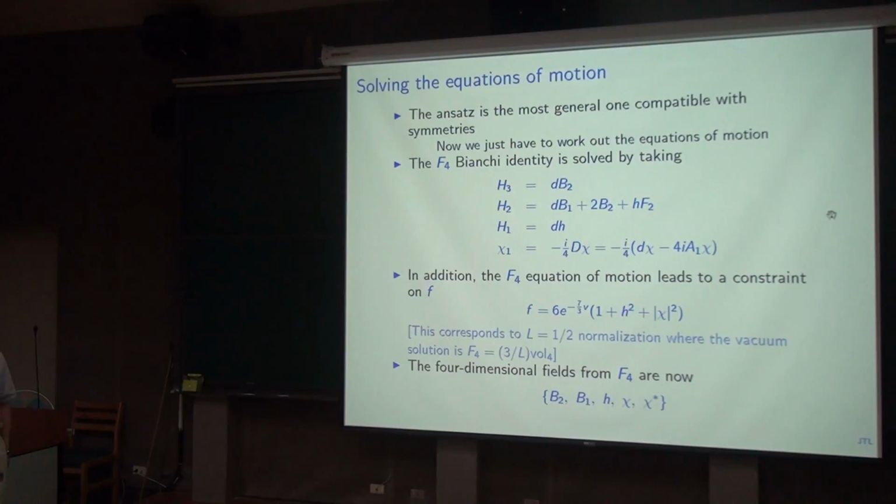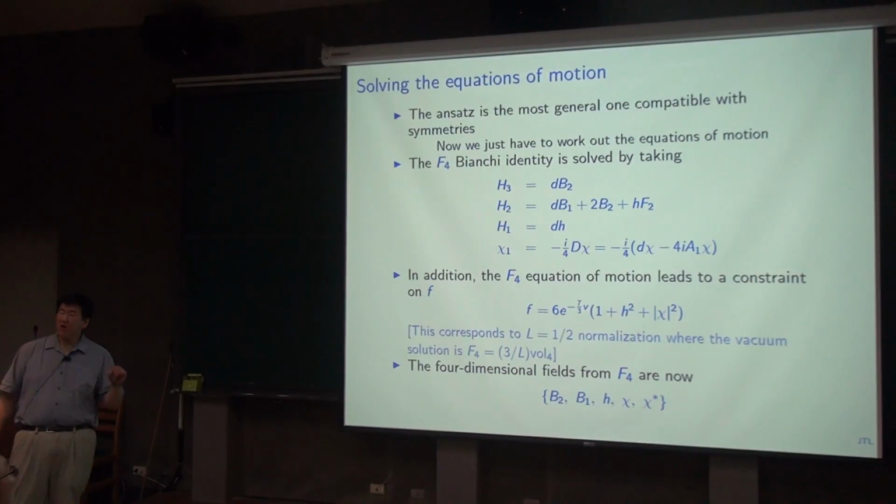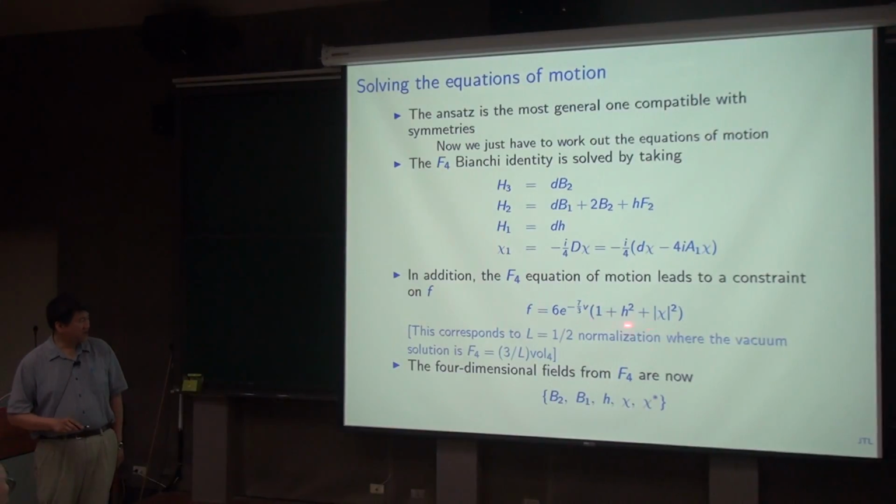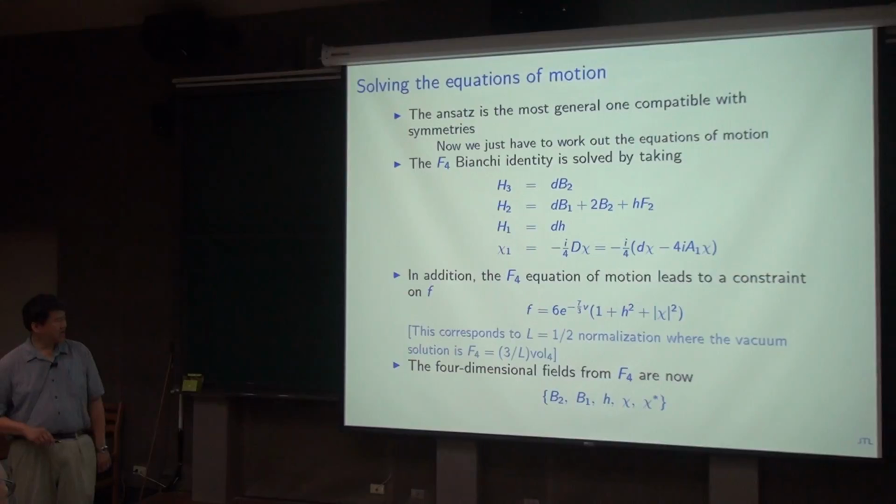There's also the equation of motion, which gives you equations of motion for these various fields, like d star H equals so on. So there's one component of the equation of motion that's very interesting, which is more like a constraint. F was the factor multiplying the volume form. And it turns out that to satisfy the equation of motion, you need to have something of this nature. There's a little bit of a normalization involved.